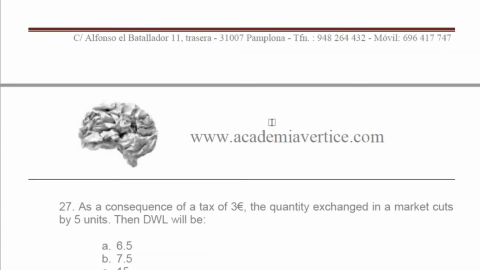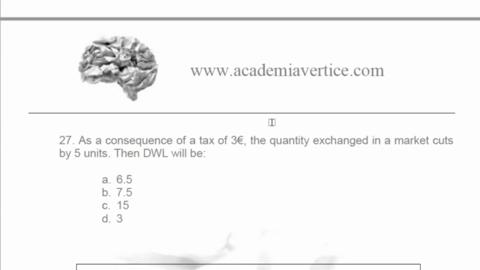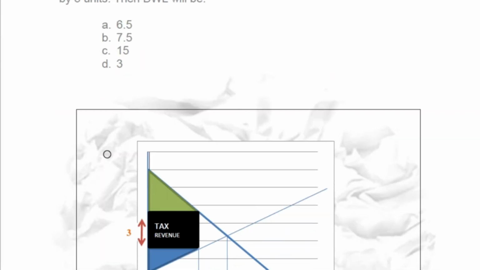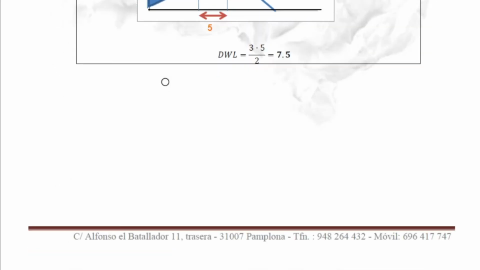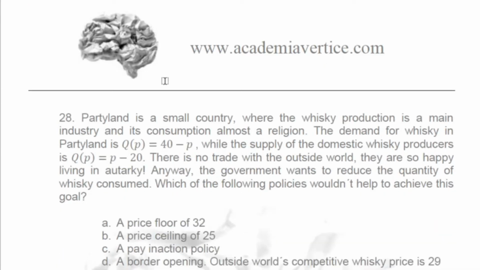Well, now the 27th. As a consequence of a tax of 3, the quantity exchanged in the market is cut by 5 units. Then the deadweight loss will be, okay, so 5 units is the difference between what was exchanged before the tax and the quantity exchanged after the tax. Here we have 5 units and here 3 units. So the deadweight loss is this triangle, so 5 times 3 divided by 2 is 7.5. Okay, very easy questions. I put them one after the other because I want to remark how important the lecture is.